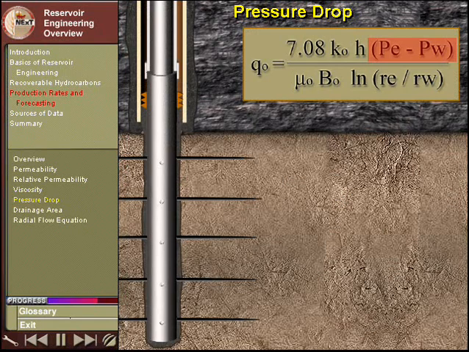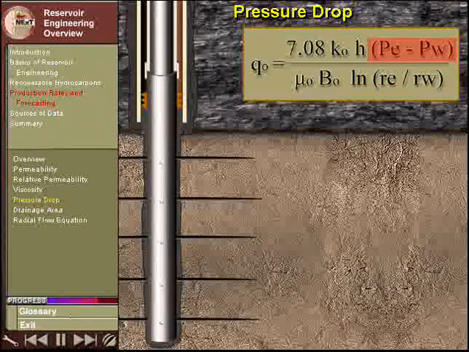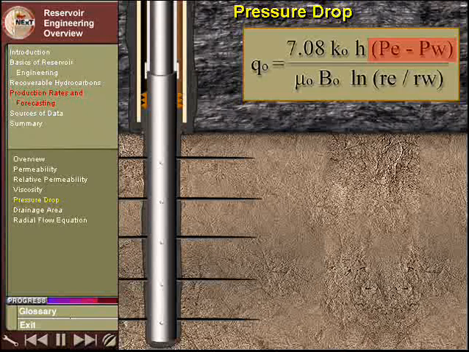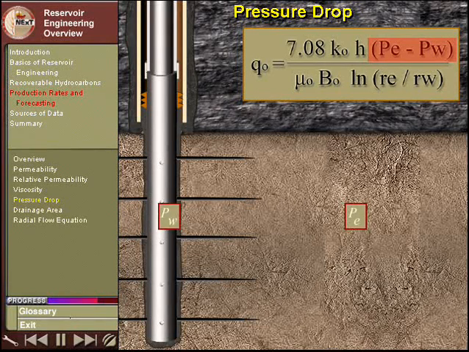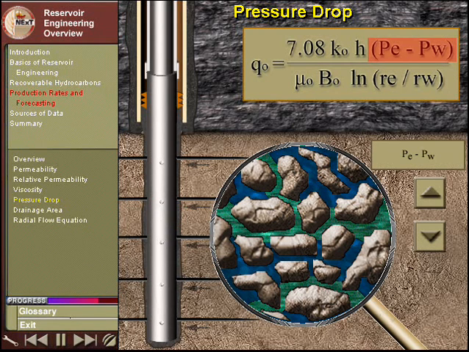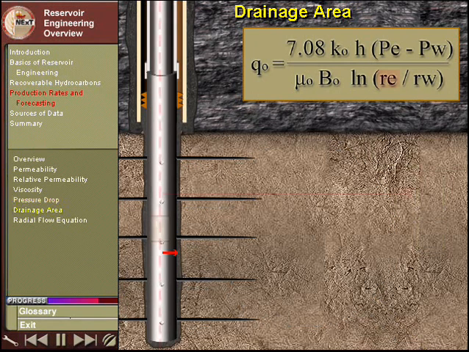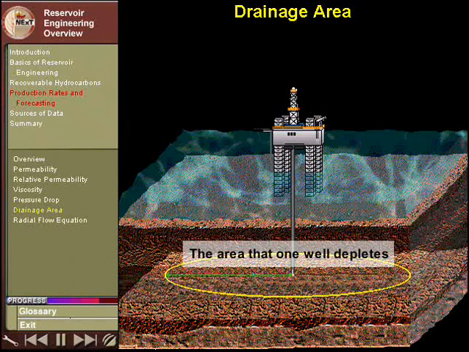The pressure drop, or delta pressure, refers to the differential pressure occurring between the wellbore and the reservoir. In field units, it is expressed in pounds per square inch. This pressure differential is the driving force behind fluid flow. The higher the differential, the higher the flow rate. Another important parameter that is used in calculating flow rate is the drainage area. Drainage area is defined as the area of a reservoir in which a single well serves as a point for the drainage of reservoir fluids.